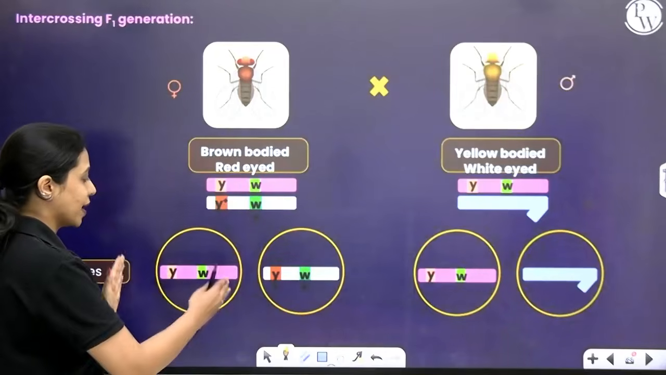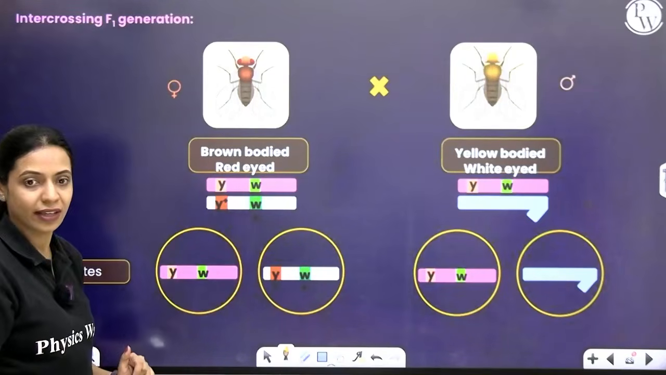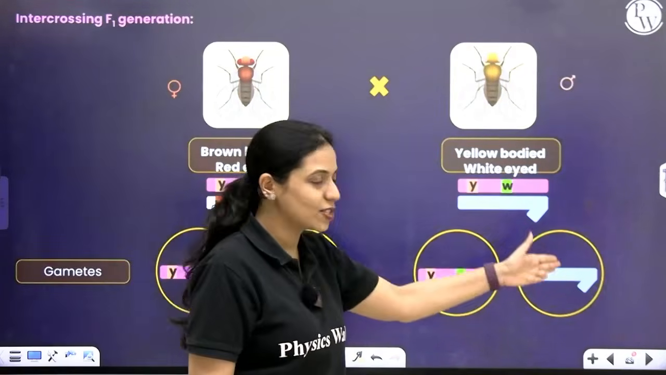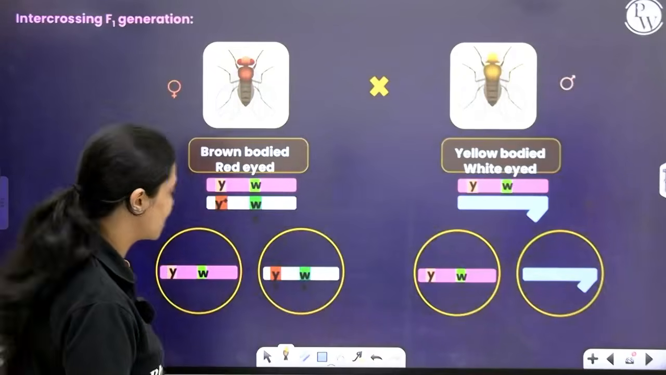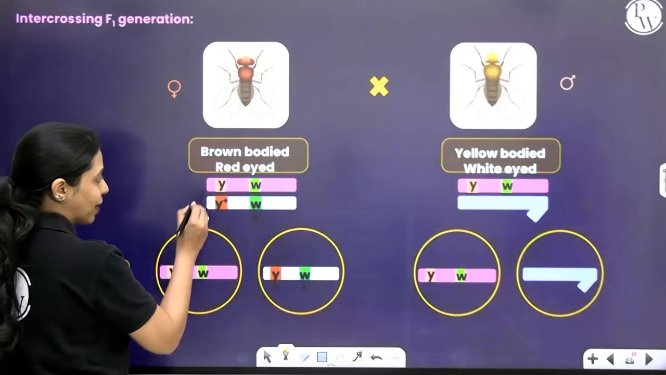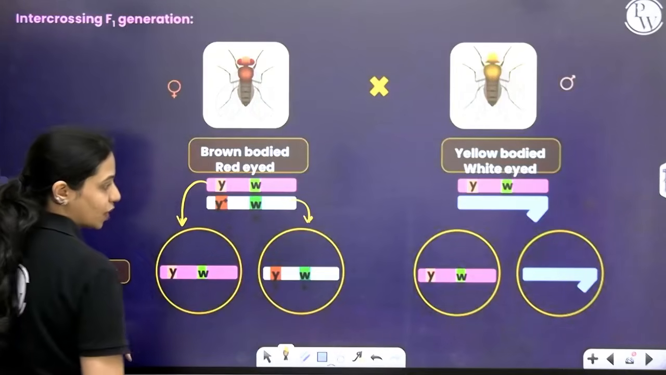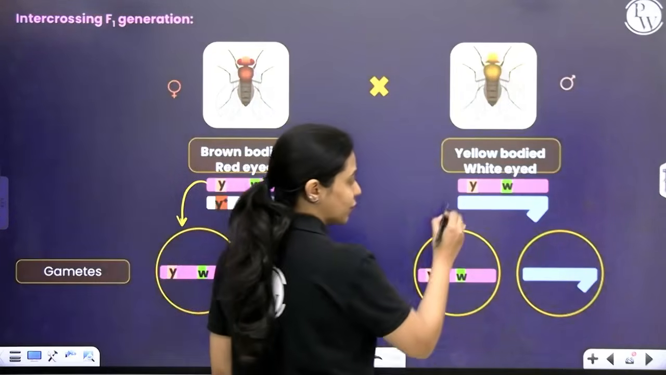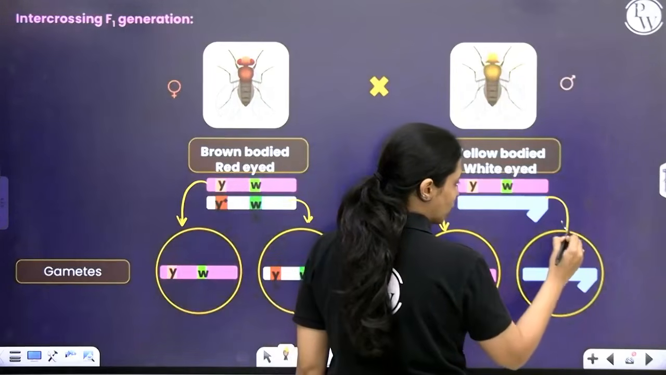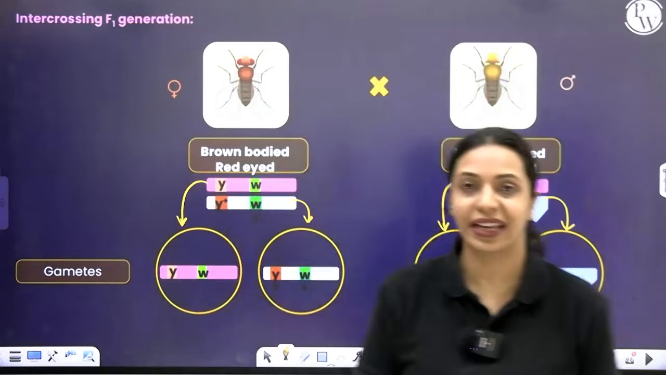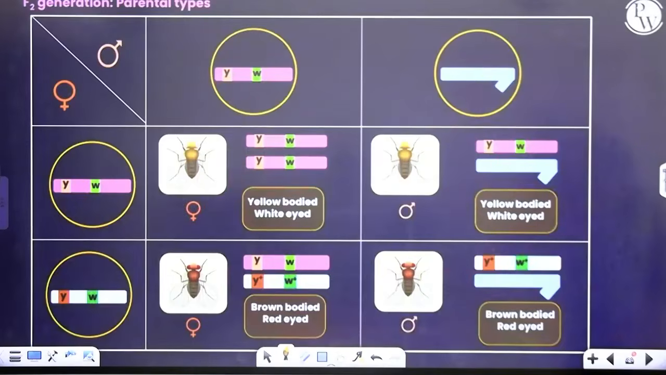Since this is heterozygous, there are 2 possibilities for gametes. Since this is hemizygous, you have 2 possibilities for gametes. Over here, to some of the gametes, this X chromosome will go, to some of the gametes, this X chromosome will go. Over here, to some of the gametes, the X chromosome will go, and to one subset, the Y chromosome will go. Again, plot this on a Punnett square. We are going to get these combinations.